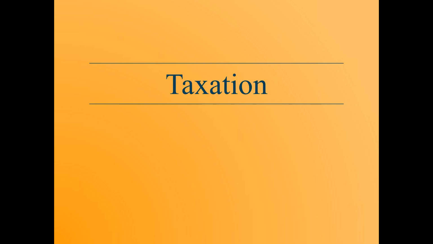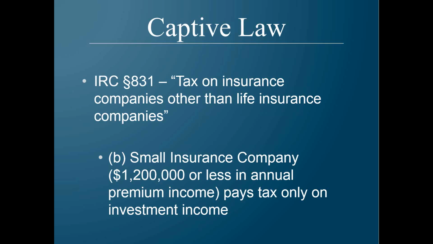So let's talk about the taxation part of this for a minute. The taxation piece for smaller captives is very advantageous. In 1986, Congress passed Internal Revenue Code 831(b). 831(b) says that if you have a small insurance company, which they define as an insurance company that has less than $1.2 million a year in annual premium, a small insurance company does not pay tax on its premium income. It only pays tax on its investment income.